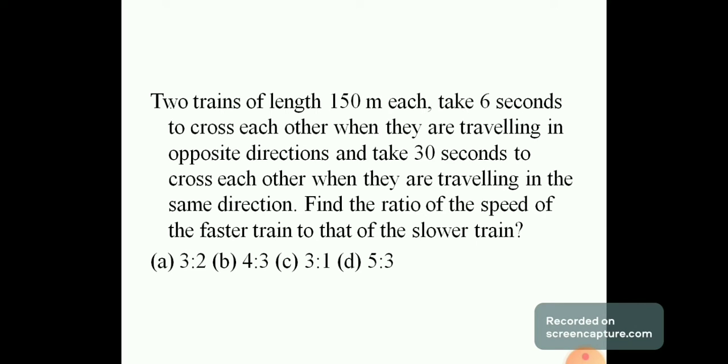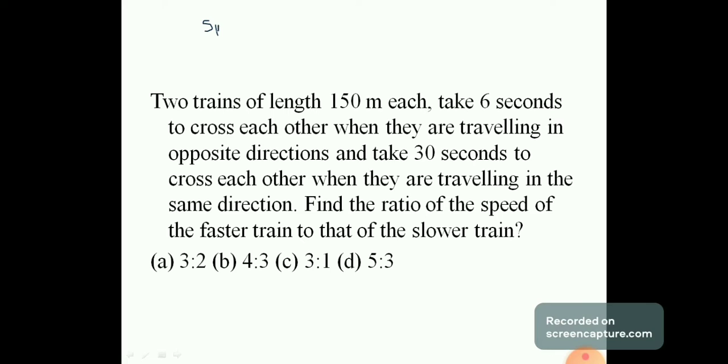Look at the question. Two trains of length 150 meter each take 6 seconds to cross each other when they are traveling in opposite directions and take 30 seconds to cross each other when they are traveling in the same direction. Find the ratio of the speed of the faster train to that of the slower train.